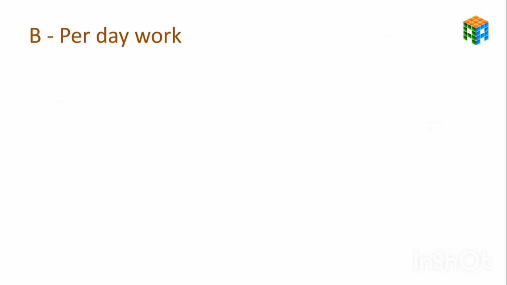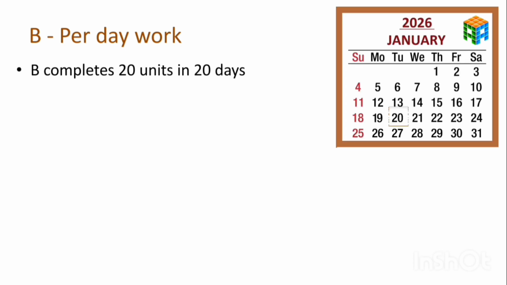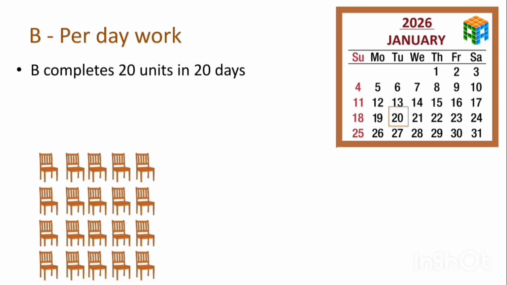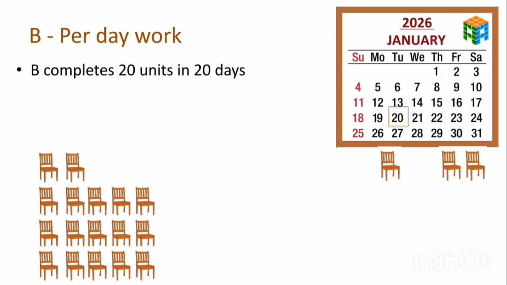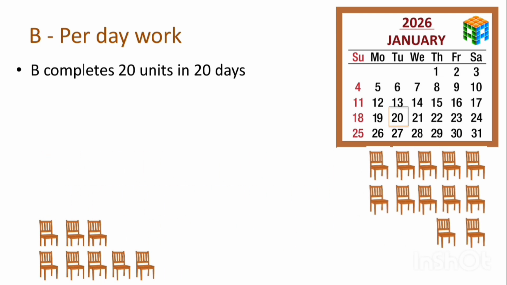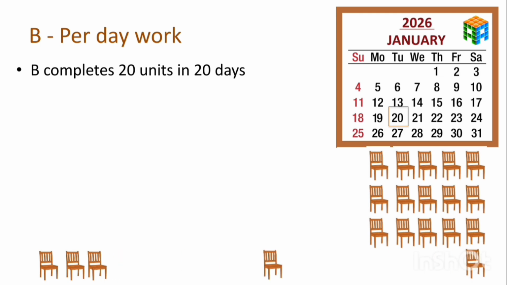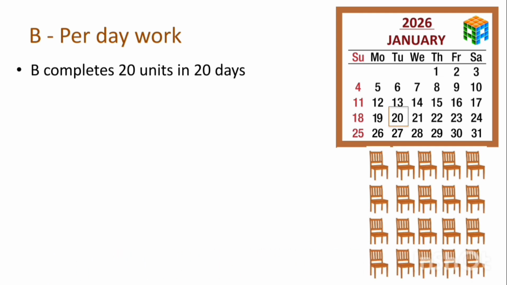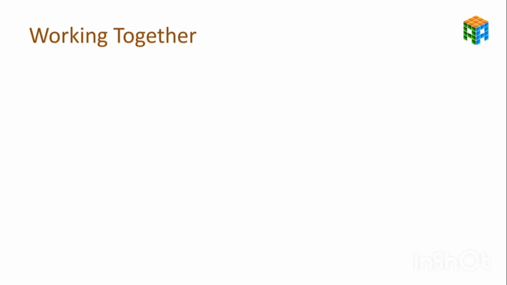Now let's talk about B. B can do it in 20 days. Again, let's take 20 chairs. So he is shifting 20 chairs in 20 days. It means he is shifting 1 chair per day. So B's capacity is 1 unit per day. If they work together, 2 plus 1 is 3 units per day.